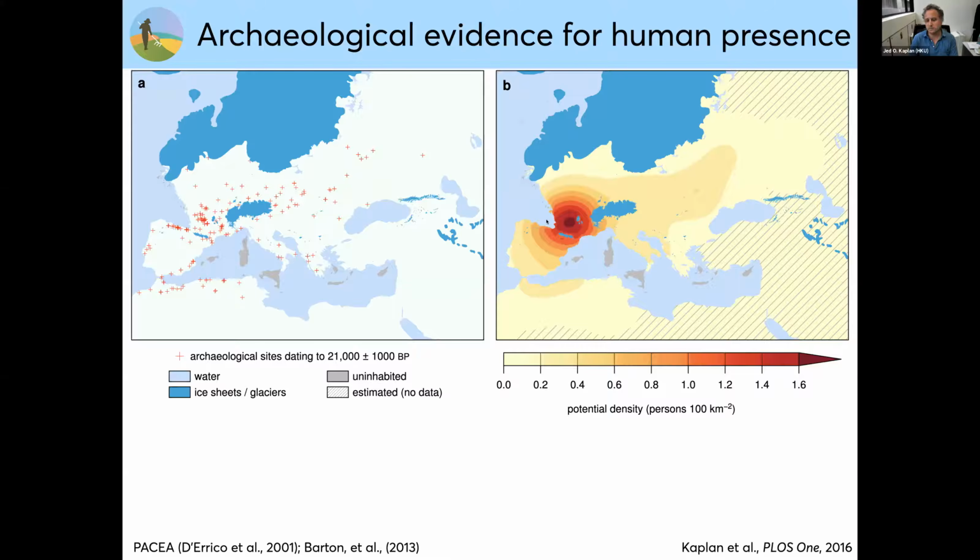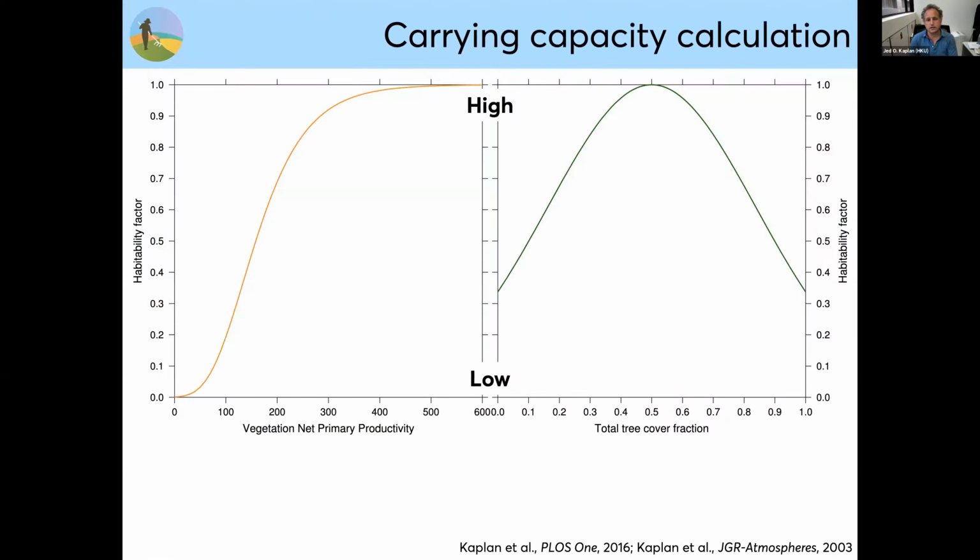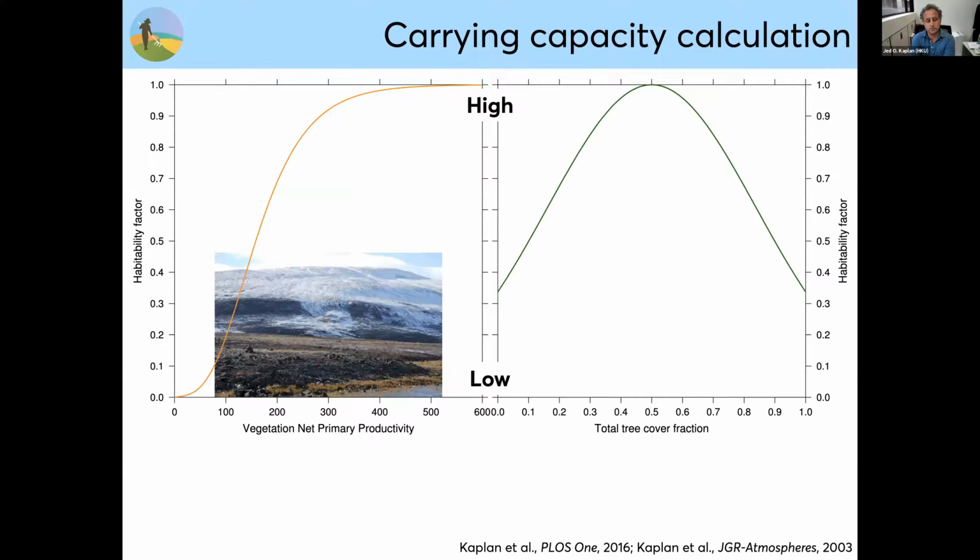So on the basis of this information, I was able to put together a model that estimates the carrying capacity of a landscape for hunter-gatherers at any time, but in this case for the last glacial maximum. That model has two simple functions. One is a logistic function that determines habitability as a function of the primary productivity of the landscape. It basically says that once you move below a certain threshold, when the landscape productivity is too low, it's not really suitable for people to live in that landscape.